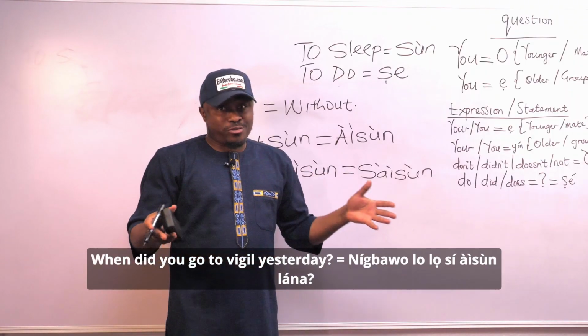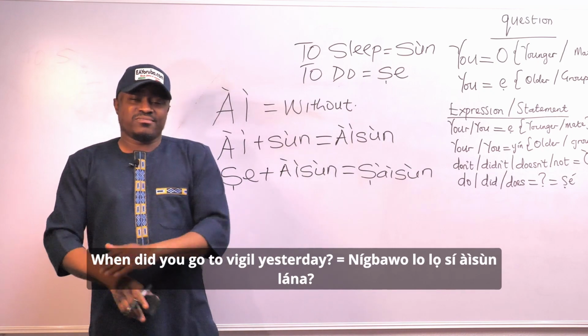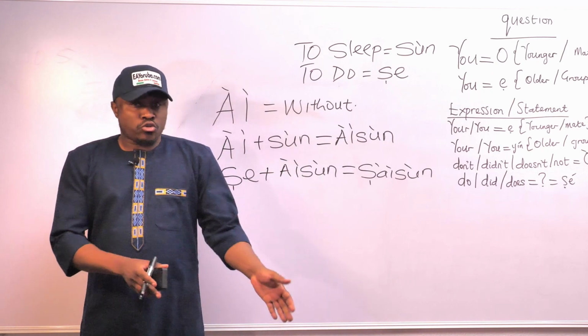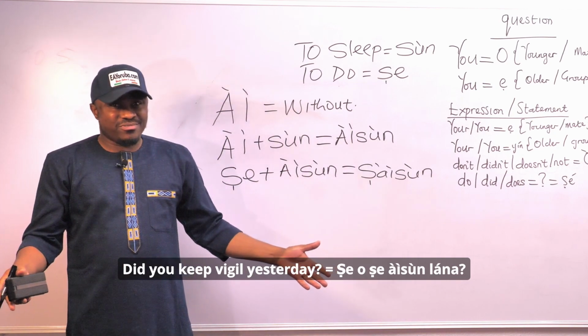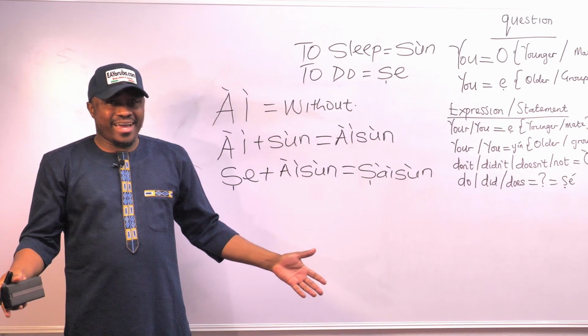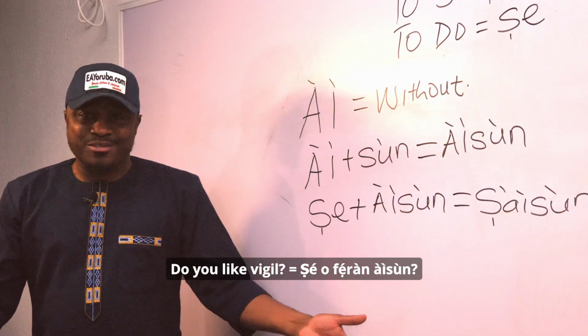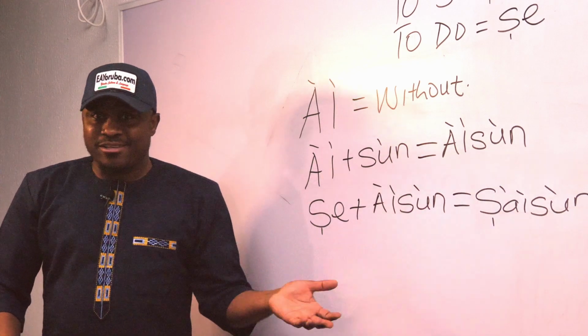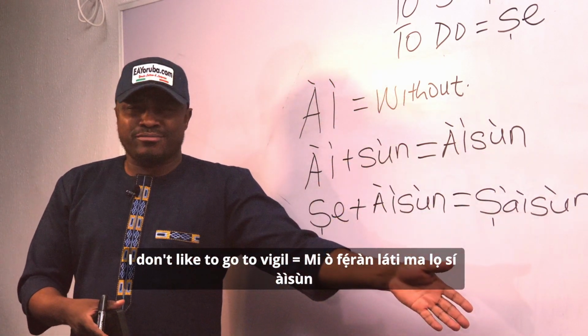Right. So when did you go to vigil yesterday? Nígbà wo lo lọ sí àìsùn lánàá? Right. So did you keep vigil yesterday? Ṣé o ṣe àìsùn lánàá? Right. So do you like vigil? Ṣé o fẹ́ràn àìsùn? Right. I don't like to go to vigil. Mi ò fẹ́ràn láti máa lọ sí àìsùn.